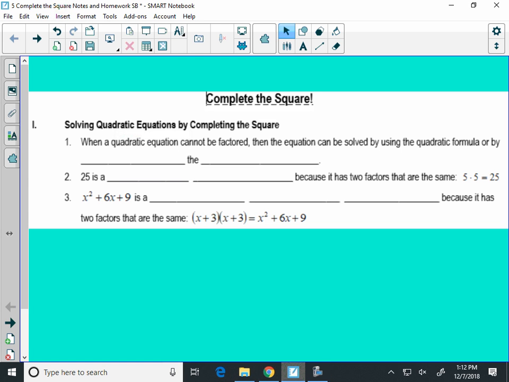Square, my favorite solving method. If you can't factor, if you can't graph, there's only two ways to solve a quadratic. And that would be the quadratic formula that you just had your quiz on and completing the square. Now, depending on who you had for Algebra 1, you may or may not have done complete the square.